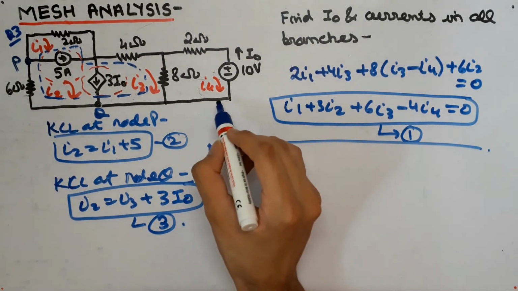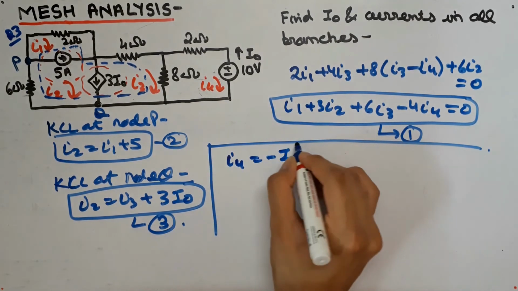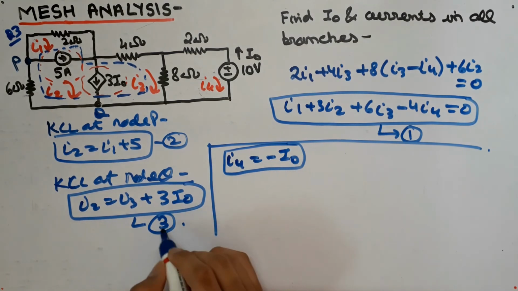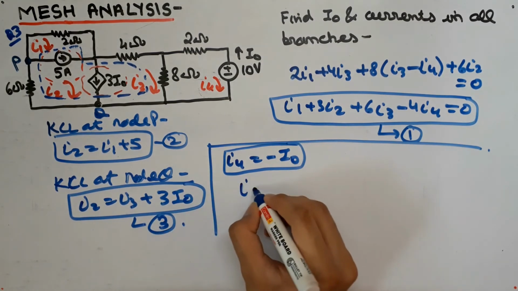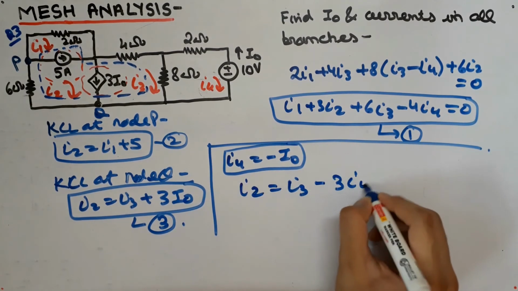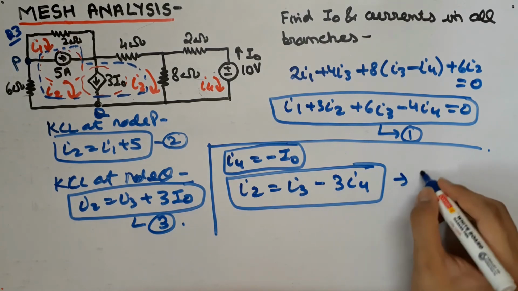Now if you will look at the fourth mesh, you will see that I4 = -I0. So therefore we will place this value of I0 in equation number 3. So from there we will get I2 = I3 - 3I4. So we will name this equation as equation 4.